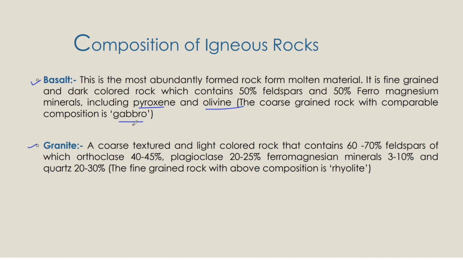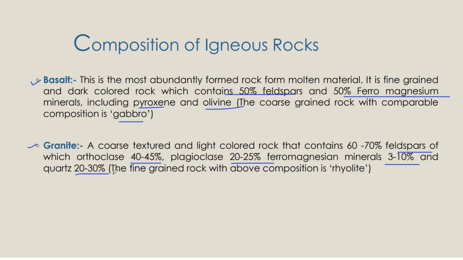So this basalt has 50% feldspar, 50% ferromagnesian minerals. They consist of pyroxene, olivine, but also the coarse-grained rock with comparable composition can be present, and it is called gabbro. After that we have granite. Granite is a coarse-textured and light-colored rock that contains 60 to 70% feldspar, of which orthoclase is 40 to 45%, plagioclase is 20 to 25%, and ferromagnesian minerals are 3 to 10%, and quartz is about 20 to 30%.